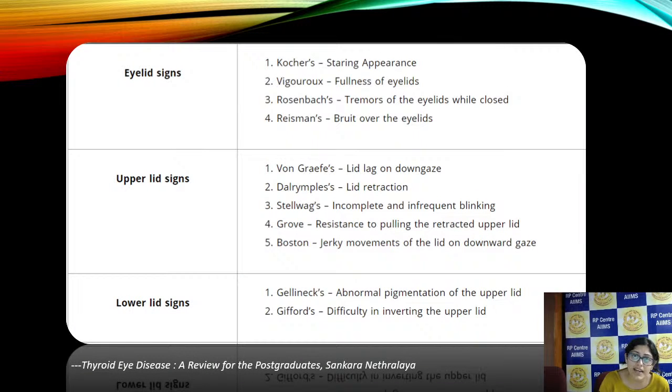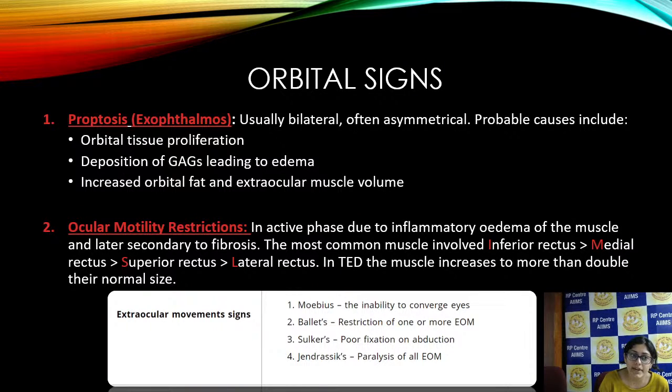There are other named signs because of the fullness of the eyelids, tremors of the eyelids, staring appearance, lid lag, and lid retraction. These are further signs which can be memorized. Orbital signs include proptosis, which is usually bilateral and often asymmetrical due to orbital tissue proliferation as well as deposition of glycosaminoglycans. Ocular motility restriction is there due to inflammatory edema, and in the inactive phase due to fibrosis of the muscles.